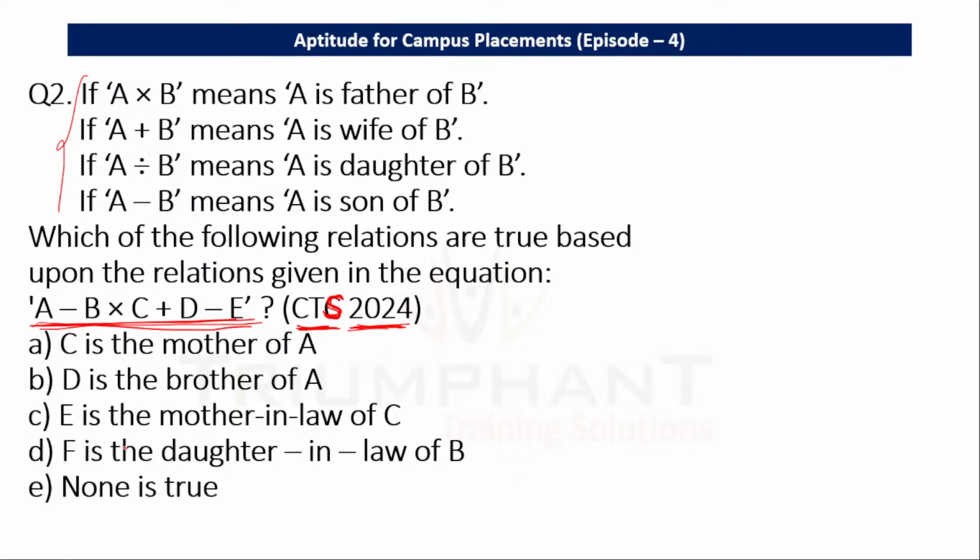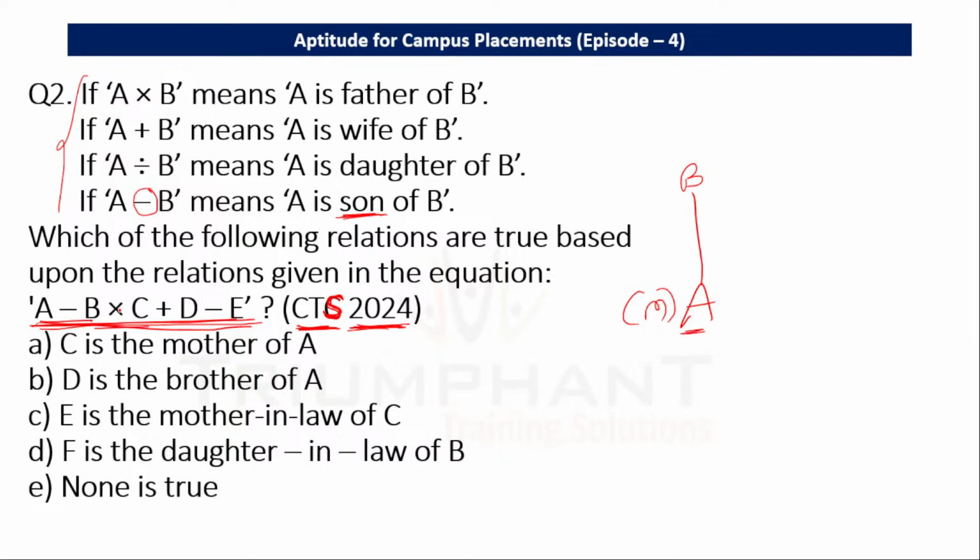Right. So here is the answer. A minus B. In the question, if two letters are connected by minus, he says the first person is the son of B. So in A minus B, A is the son of B. In the statement, A is the son of B, A being a son, male.